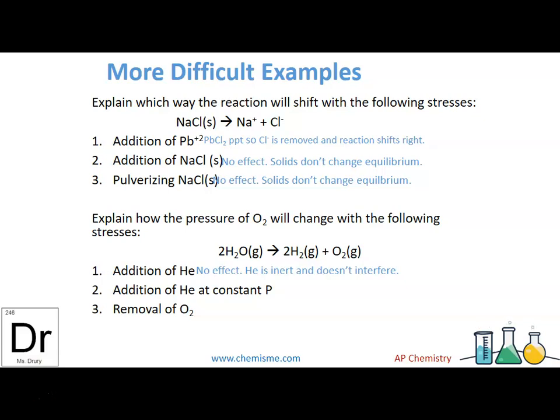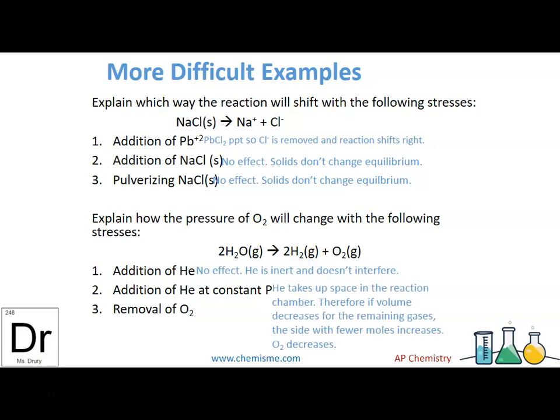Addition of helium at a constant pressure. In that case, now it's taking up room, and you can't do anything about it. It's not like a balloon that moves. It's taking up room, and now they're all a little bit more confined. If you're confined and there's something taking up their room, that means they have less volume, and you're going to favor the side with fewer moles, which is the left side with only 2 moles.